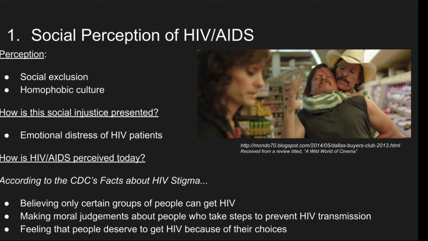Now today, HIV and AIDS is perceived by the CDC as they describe the stigma to be the prejudice that comes with labeling an individual as part of a group that is believed to be socially unacceptable, meaning that they believe only certain people can get HIV. People tend to make judgments about people who actively try to take steps to prevent HIV transmission, and the idea that people deserve to get HIV based on their choices.